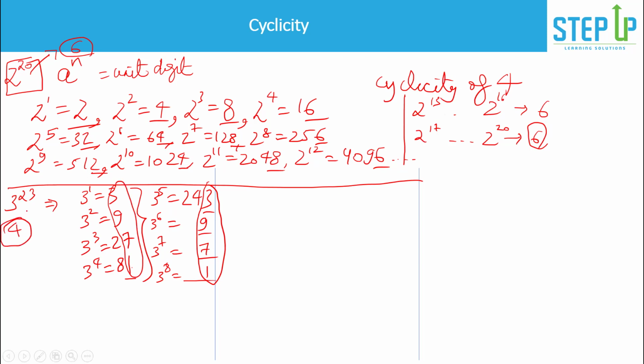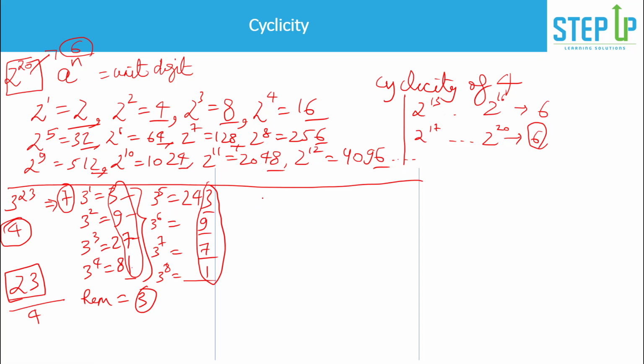That means if somebody is asking me 3 to the power 23, I need not write all these numbers. I look at this power 23 and ask, is this a multiple of 4? So if you divide this power by 4, you get a remainder of 3. That means if the remainder was 0, it would have been the 4th power, and it would have ended in 1. But you have remainder 3, so it will be 1, and then 1, 2, 3. So in this case, it would be 7. Hope you understood what we did here.